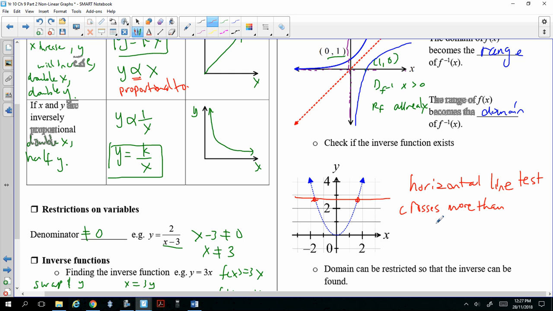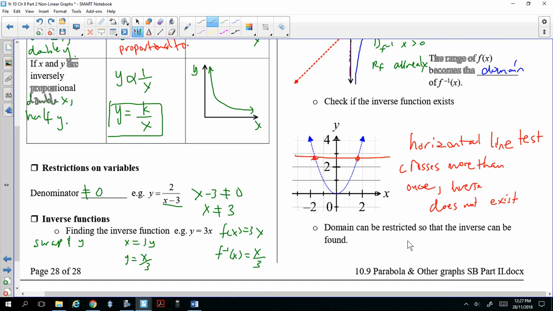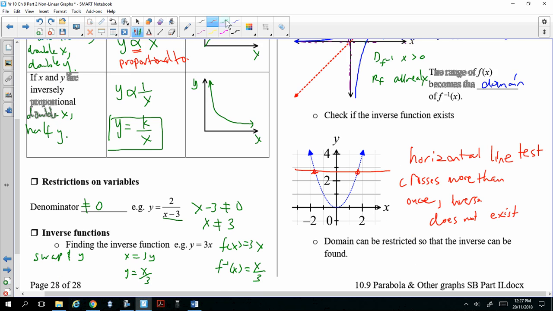Okay, good. So the domain can be restricted so the inverse can be found. So I could restrict the domain in here. I could restrict like this: x greater than or equal to 0, then the inverse exists. And there are many ways to restrict the domain. You can also go x less than 0. The inverse also exists. Or you could have x between 1 and 3. The inverse exists. So there are infinitely many ways. Okay, cool. All right, so we'll just leave it there so you can catch up.